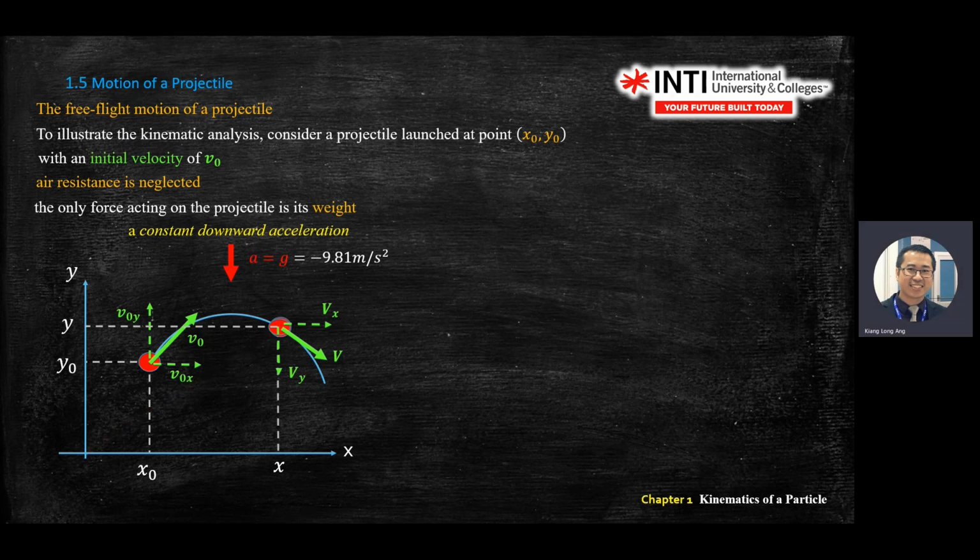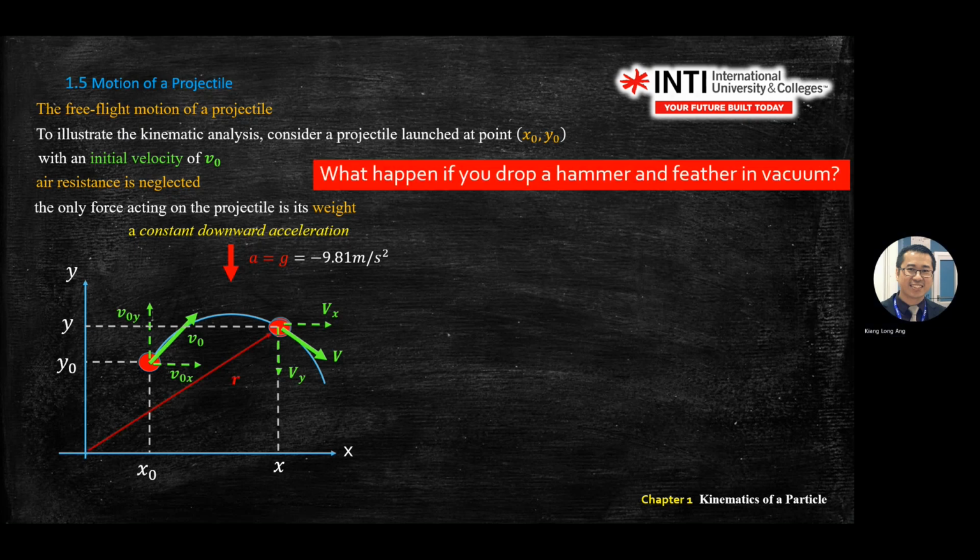So this is a Cartesian plane. Later, when we talk about curvilinear motion, after this one, you will define something in polar coordinates, where you see the r vector.